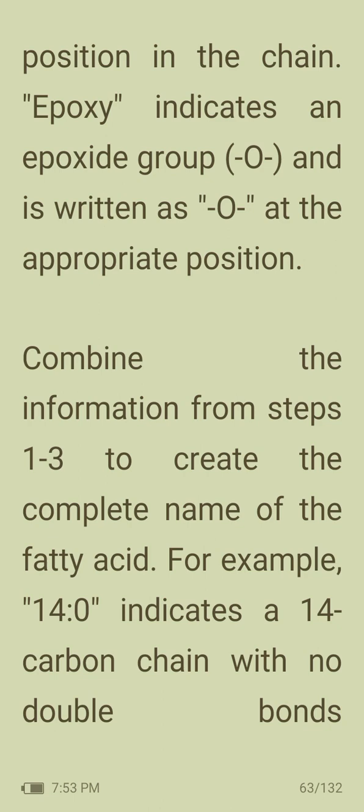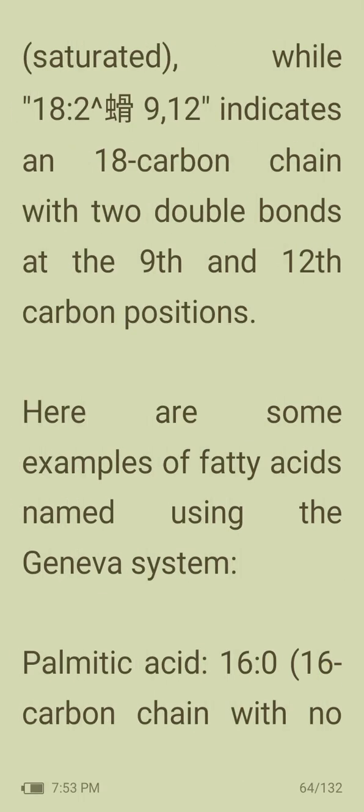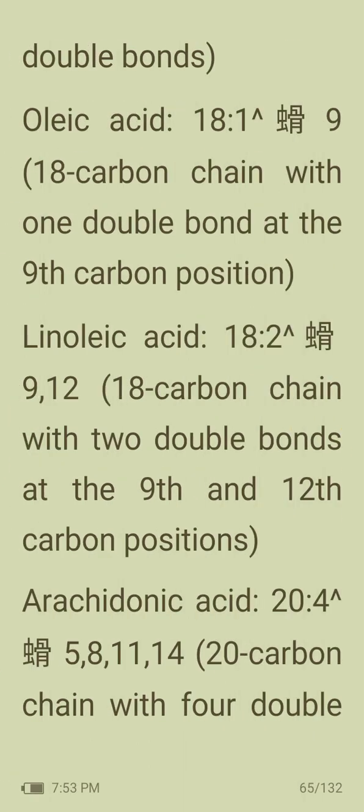Combine the information from steps 1 to 3 to create the complete name of the fatty acid. For example, 14:0 indicates a 14 carbon chain with no double bonds. That means it's saturated. 18:2Δ9,12 indicates an 18 carbon chain with 2 double bonds at the 9th and 12th carbon positions. Here are some examples. This sign indicates delta. Here are some examples of fatty acids named using the Geneva system. Palmitic acid, 16 carbon chain with no double bonds.